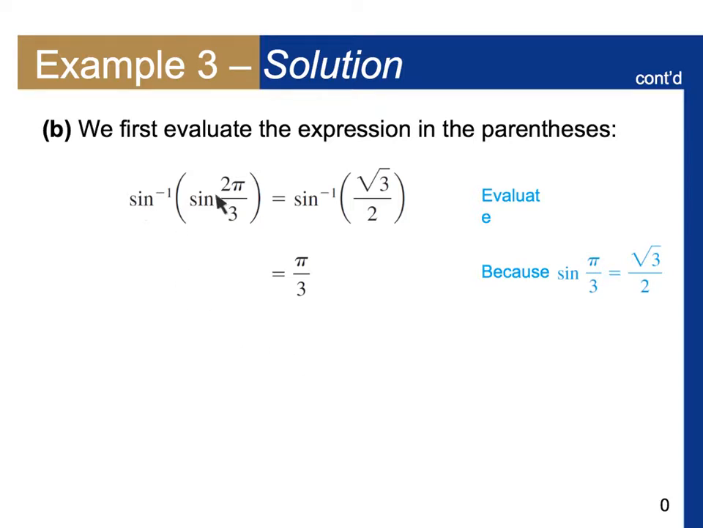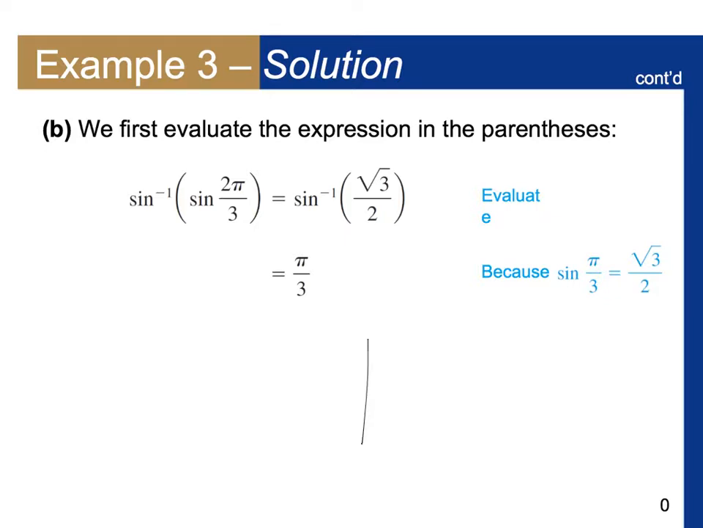Okay. B is a little bit different. If we take the inverse sine of sine of 2 pi/3, this angle is not between -pi/2 and +pi/2, so we have to evaluate this first. So we have to find the sine of 2 pi/3, and that gives us square root of 3 over 2. Now the inverse sine of square root of 3 over 2 is not 2 pi/3 because it has to be an angle between -pi/2 and +pi/2.